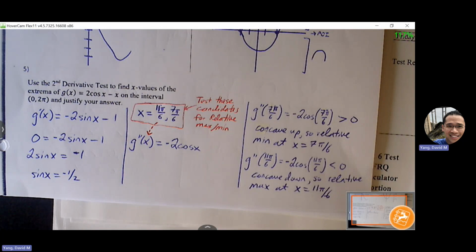Cosine of 7π over 6. It's going to be negative root 3 over 2. Negative times negative is positive, so concave up means relative minimum. And then cosine of 11π over 6, that's positive, but there's a negative 2 in front, so negative times positive is negative. Concave down means there's a relative max.